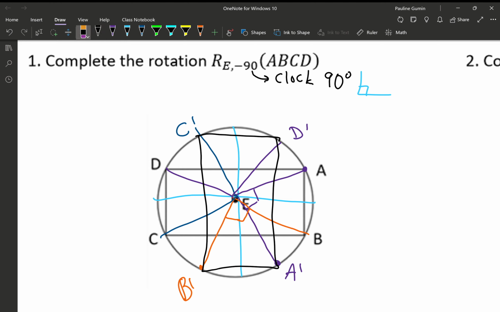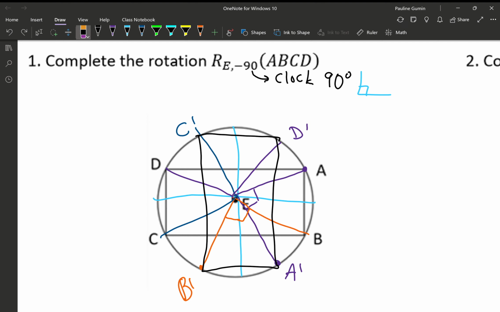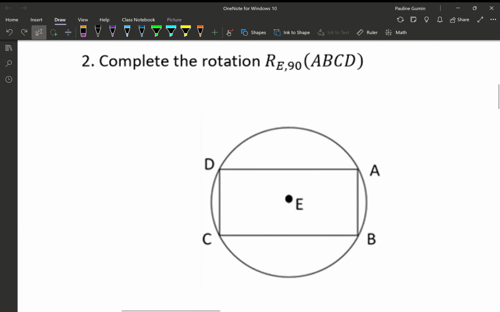I'm going to erase these crazy lines for just a moment so you can see what the image actually looks like. All right, so our pre-image is the original rectangle, and then our image is the new rectangle. Rotated 90 degrees, clockwise. All right, let's try number 2.